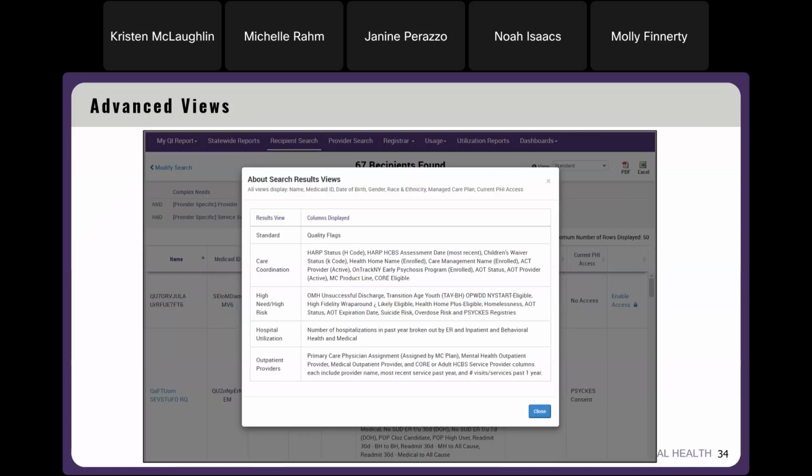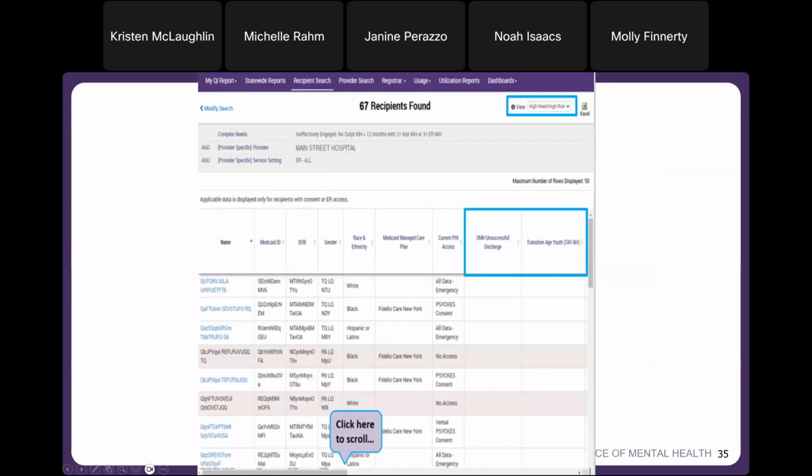Then you can put on different results. So if I wanted to see, of these 67 recipients, what's their care coordination looking like? What's their hospital utilization looking like? And what are their outpatient providers looking like? But for this example, I'm gonna put high need, high risk. I wanna know what other high need, high risks they might have. So I'm gonna place that on.